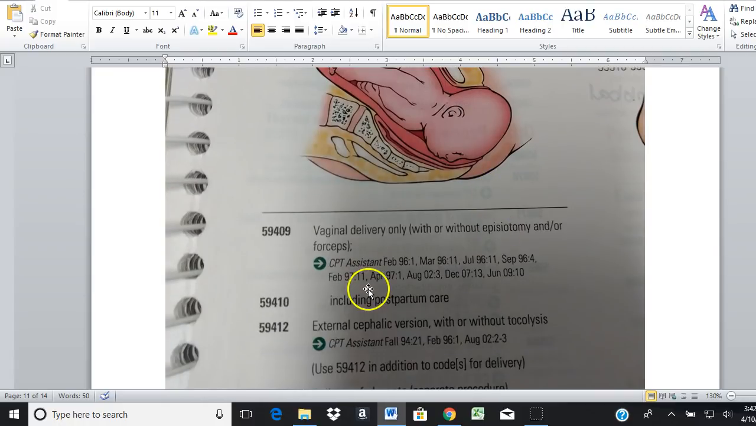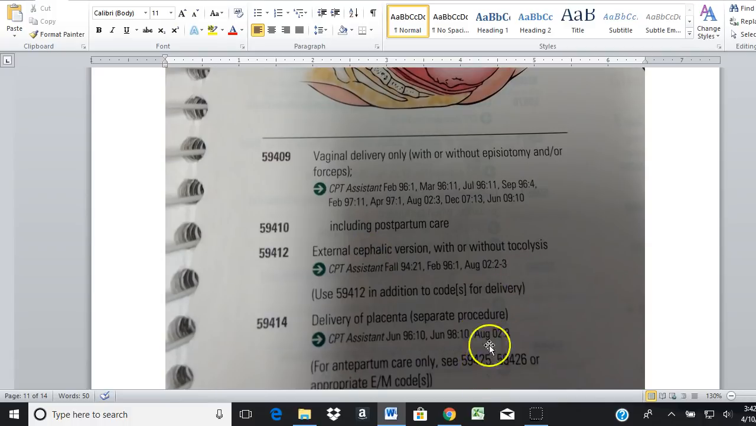Aha! Well, that's why we have these codes. So, see how we have 59409? So, this is vaginal delivery only. We can use this code for a specialist just coming in to help birth the baby or for a multiple.